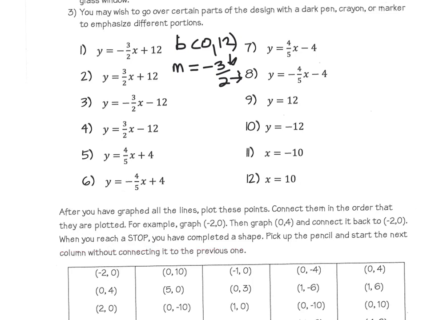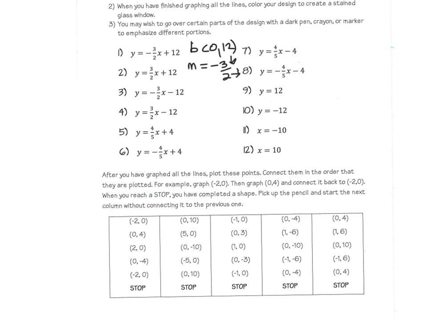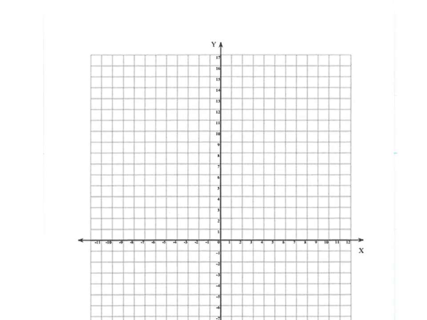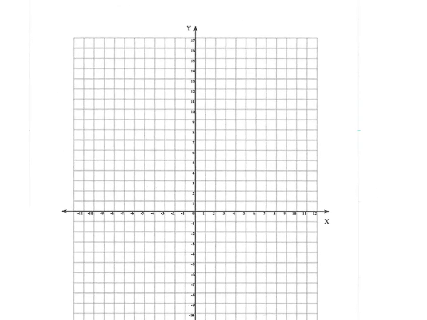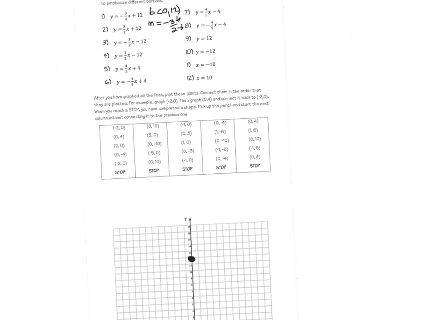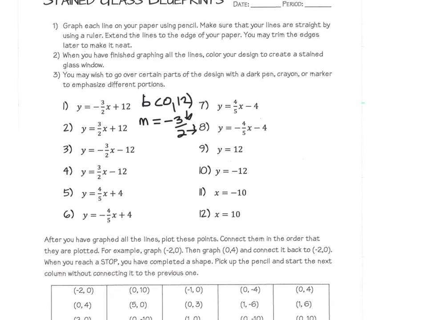All right, after you've got that, we're going to go ahead and graph this on our graph, which is on the back side of your paper. So (0, 12), we need to look carefully for where that shall be, and I see that (0, 12) is right here. Now, remember that our slope for that first line was -3/2.